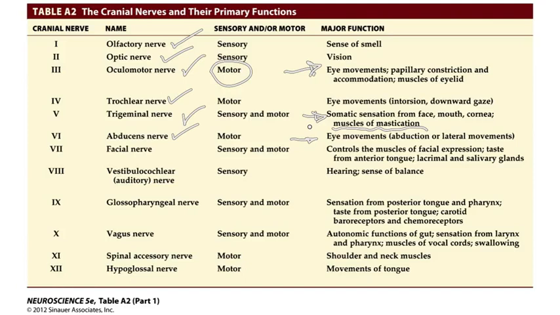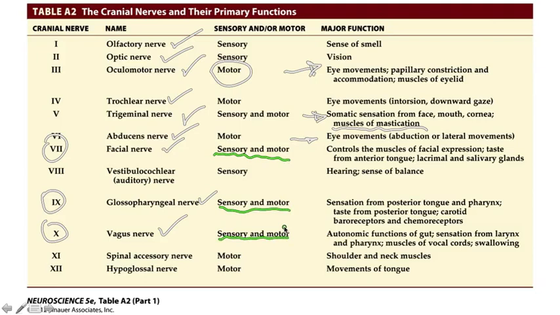I'm going to take nerves 7, 9, and 10 together. So nerves 7, 9, 10. We'll come back to it in just a moment. The facial nerve, the glossopharyngeal nerve, and the vagus nerve. So what I'd like to highlight is that each of these nerves is a mixture of both sensory and motor signals. So there's a sensory component to each of these and a motor component to each of these.